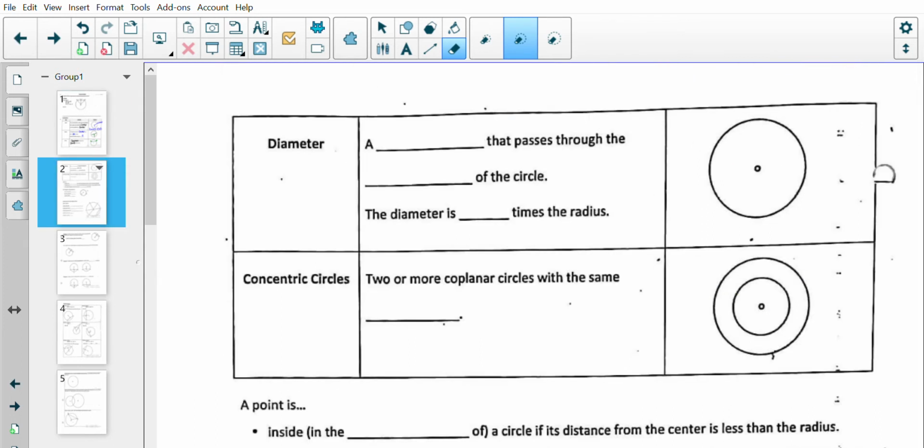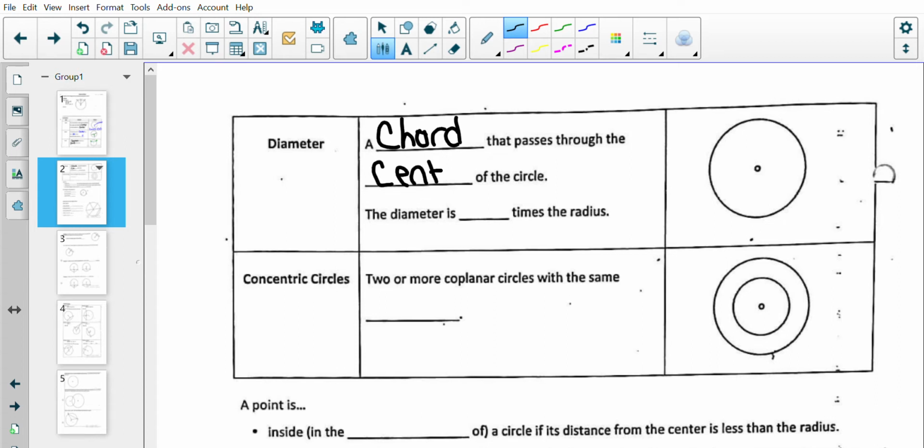Okay, there we go. A segment, or sorry, a chord that passes through the center of a circle. The diameter is 2 times the radius.